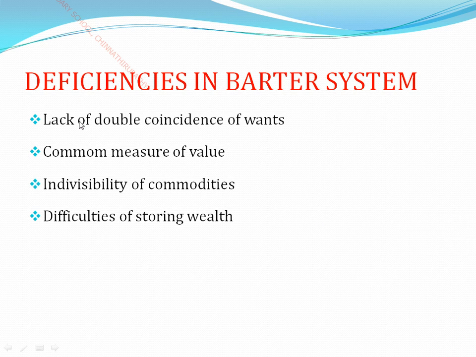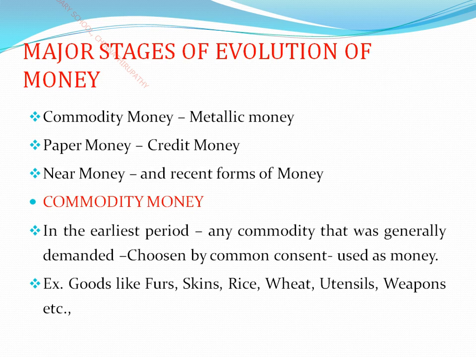These are all the deficiencies, the problems undertaken by the barter system. Okay, children. Next we are going to move to the major stages of evolution of money. What are all the stages through which money has developed, from the early period to the present modern period?